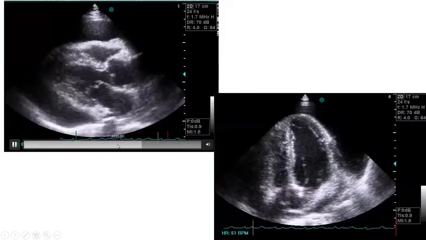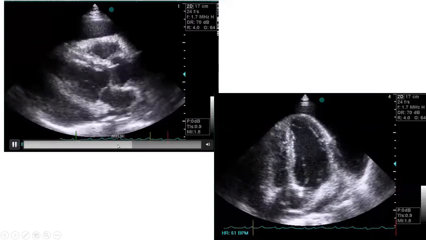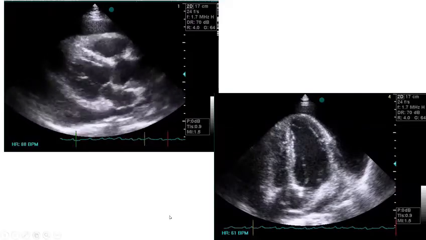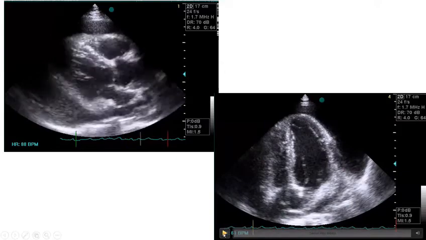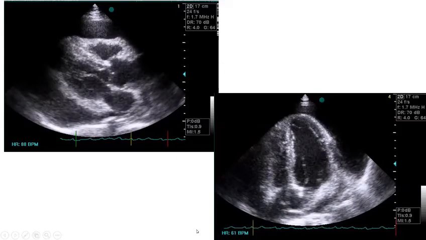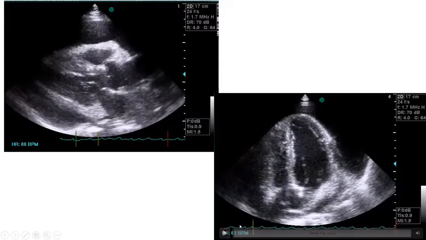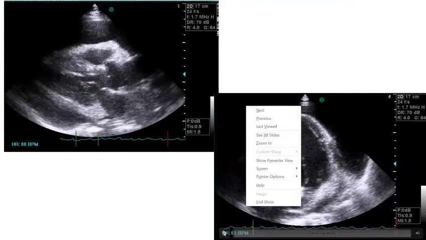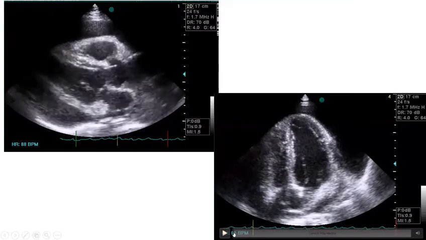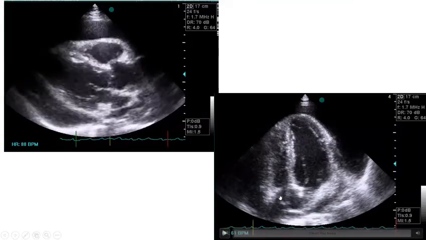Okay, diagnosis. This symbol. Tamponade. Cardiac tamponade. How will you diagnose cardiac tamponade? Severe pericardial effusion with diastolic collapse of RV and RA. Sir, RV is more specific.